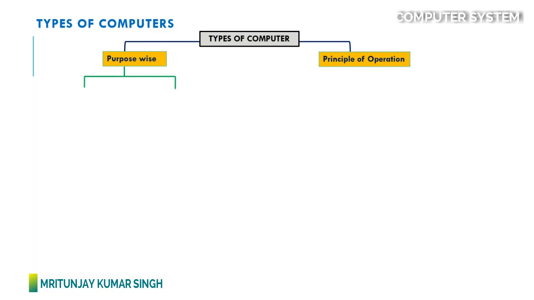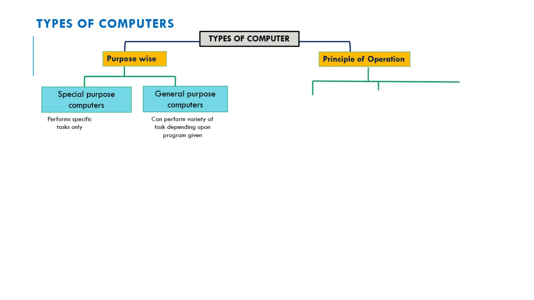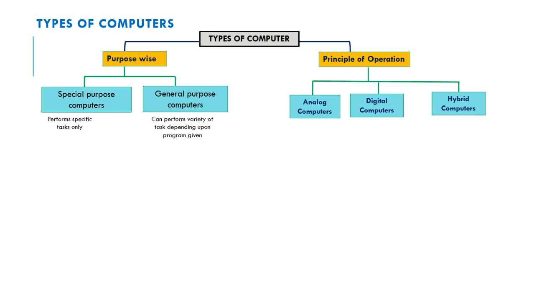Purpose-wise, computers are categorized into two, that is, number one, special purpose computer, and number two, general purpose computer. A special purpose computer performs a specific task only, whereas general purpose computers perform a variety of tasks depending upon the program or instruction given to the computer. Now the second category, on the basis of the principle of operation, computers are categorized into three: analog computers, number two digital computers, and number three hybrid computers.